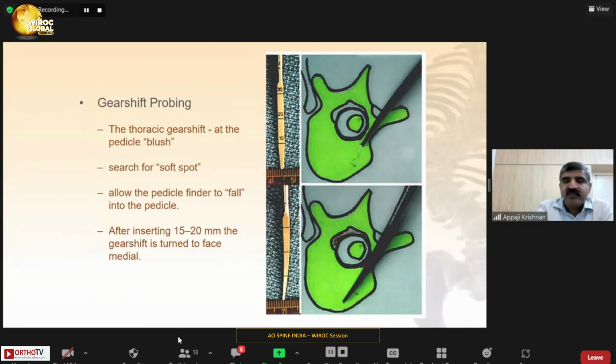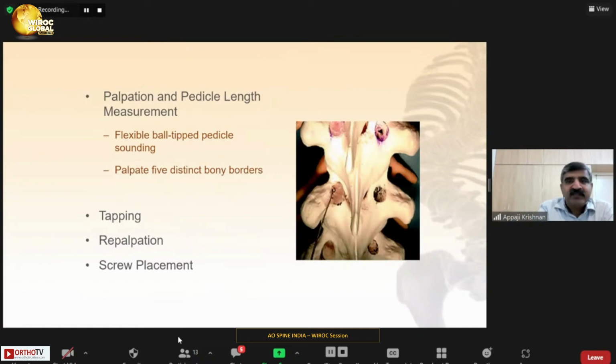Once you're through, then use a feeler, a thin feeler as you can see here with a ball tip. So use a flexible ball tip pedicle sound which can probe all the walls. You should have 5 bony endpoints: the anterior endpoint in the vertebral body, the superior and inferior pedicle walls, and the medial and the lateral pedicle walls. Once you're sure of it, you can actually tap the initial part of the screw.